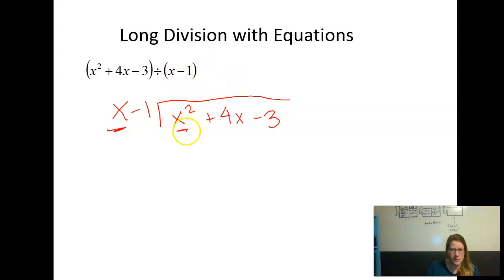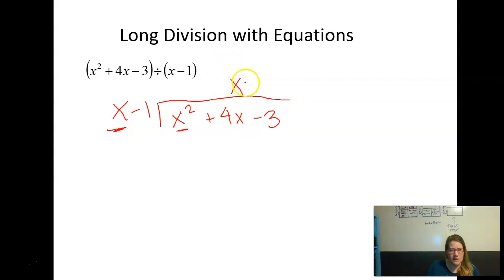I'm going to keep things with the same exponent in a column. Because x times x is x squared, I'm going to put the x above 4x, because they have the same exponent, right? Which, if I don't see it, is a 1.